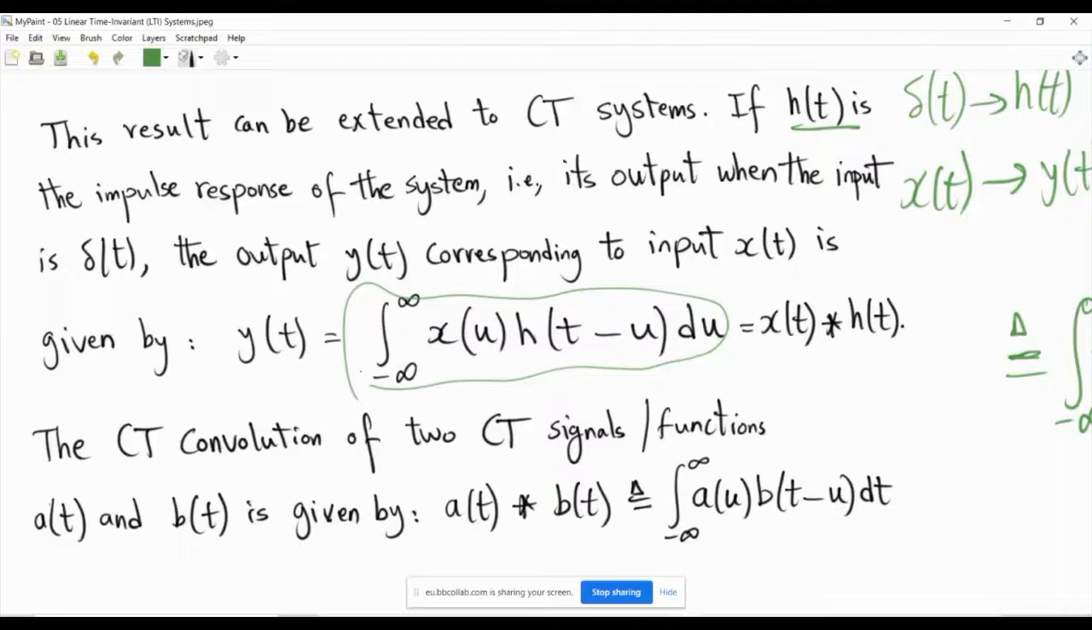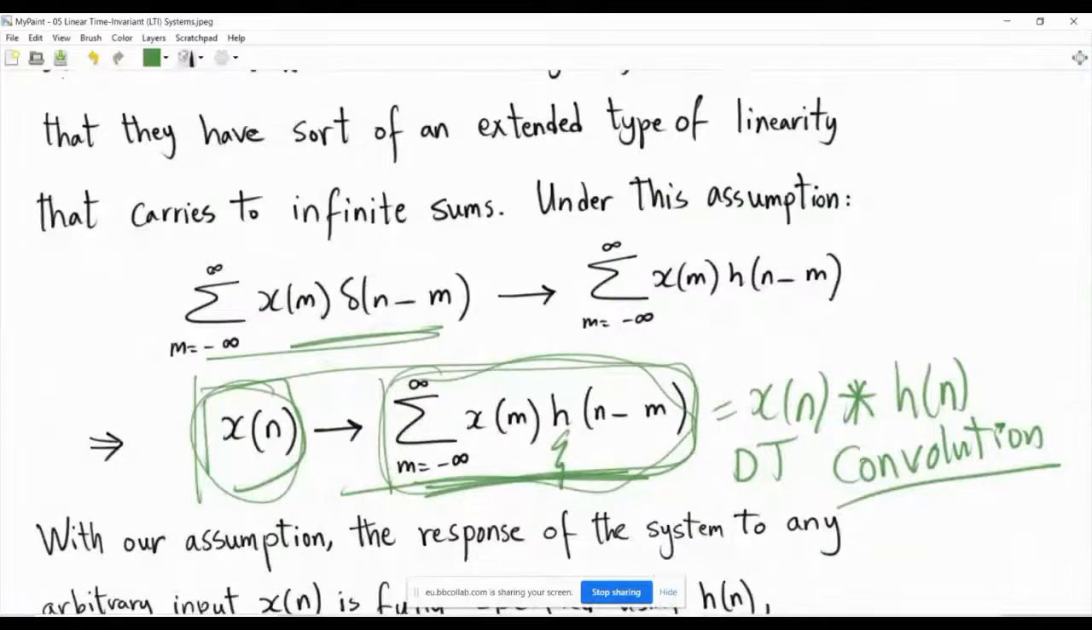So now what should we do? We should focus on this convolution. Convolution is the name given to this summation that we have here, and the corresponding integral for continuous time systems. And so what are the properties of convolution? Again, the importance of convolution stems from the fact that it is the operation that, if you apply it to an input signal and an impulse response, you get the output of an LTI system.